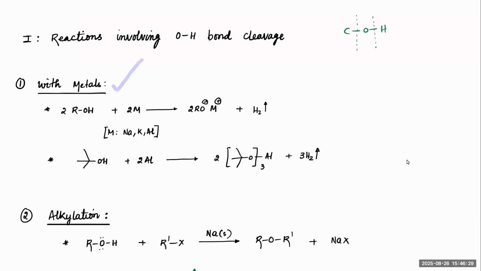First, if any alcohol is treated with a metal, which could be sodium, potassium, or aluminum, they will provide electrons to this hydrogen and remove it as H2 gas, while the rest of the part will remain as alkoxide, RO minus. Next, if you react an alcohol with 2 moles of aluminum, it will convert into an alkoxide, and H2 gas is evolved. Got it? The logic is the same. The metals are providing electrons.